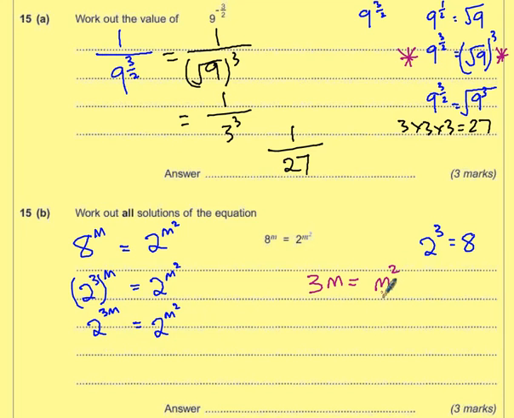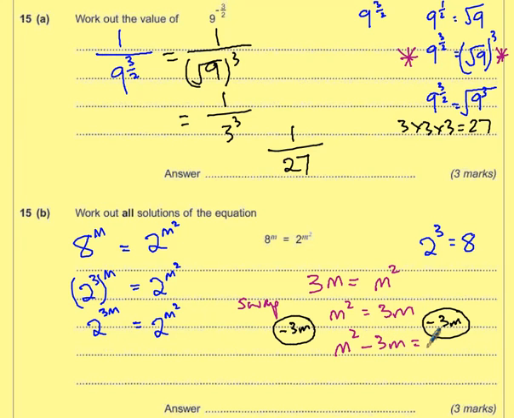Now I want to get my m squareds on the left hand side and to be positive, so I'm first going to swap my sides. So m squared is equal to 3m. It's exactly the same equation, I've just swapped both sides. I'm then going to subtract 3m from both sides. If I subtract 3m from both sides, I will then have m squared minus 3m is equal to 0.